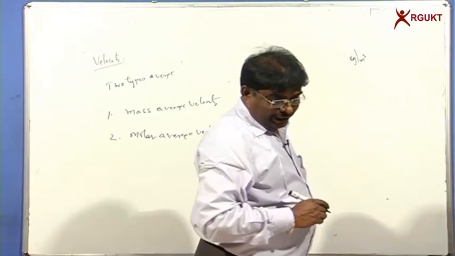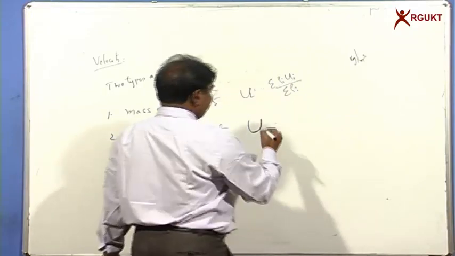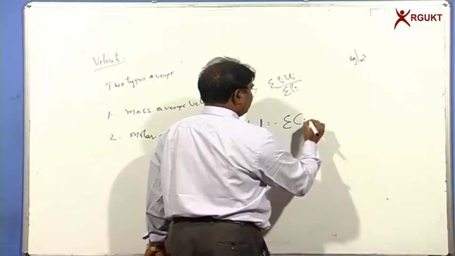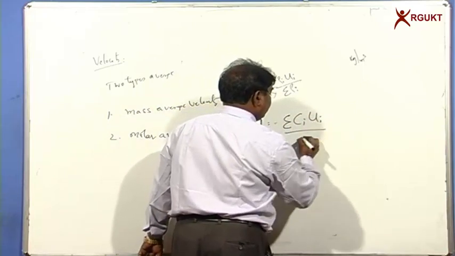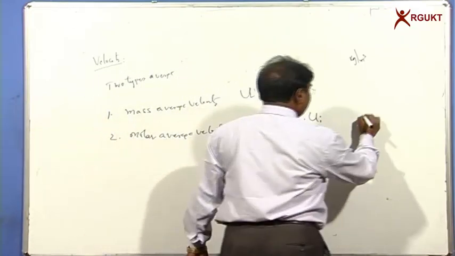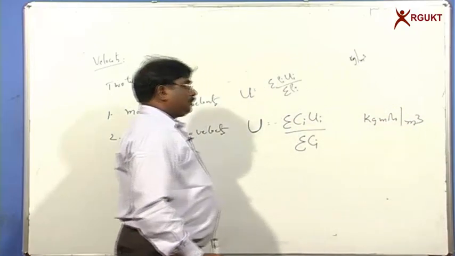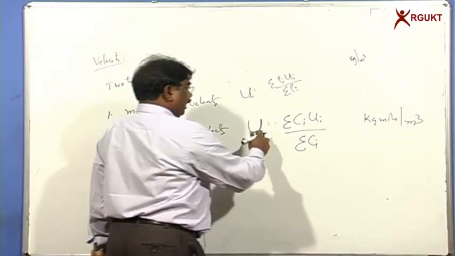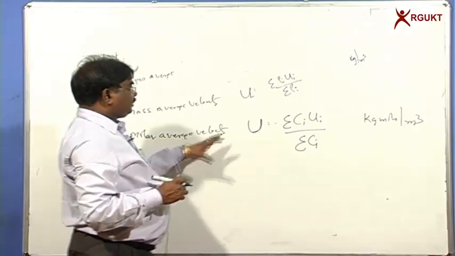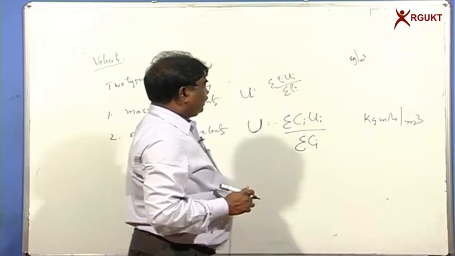And we are going to define another velocity that we call the molar average velocity. This is the mass average velocity, and this we call the molar average velocity, which is defined as sigma C i u i divided by sigma C i, where C is the molar concentration, that is, kg moles per meter cube. Now this molar average velocity is a weighted average based on the molar concentration, while the mass average velocity is a weighted velocity based on the mass concentrations.